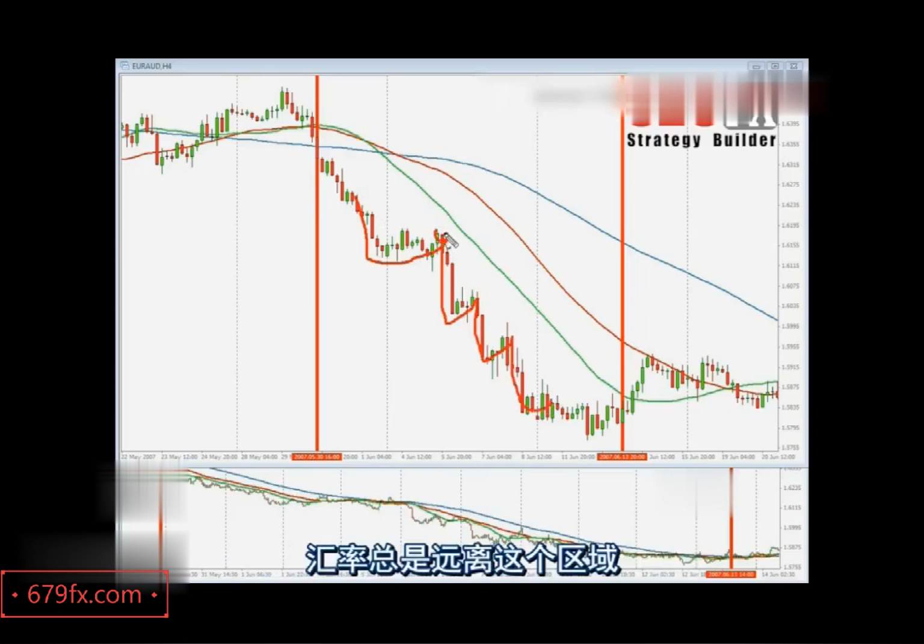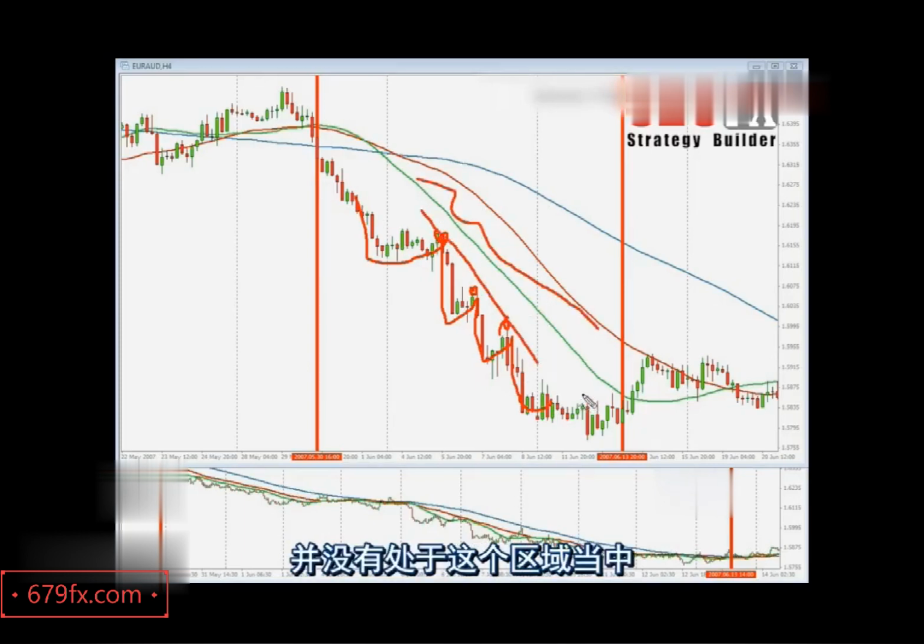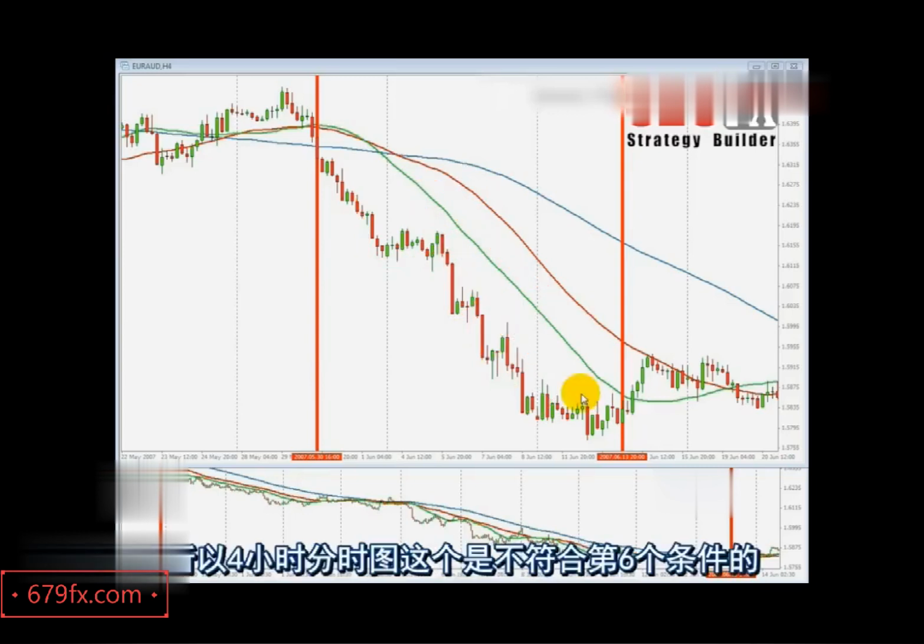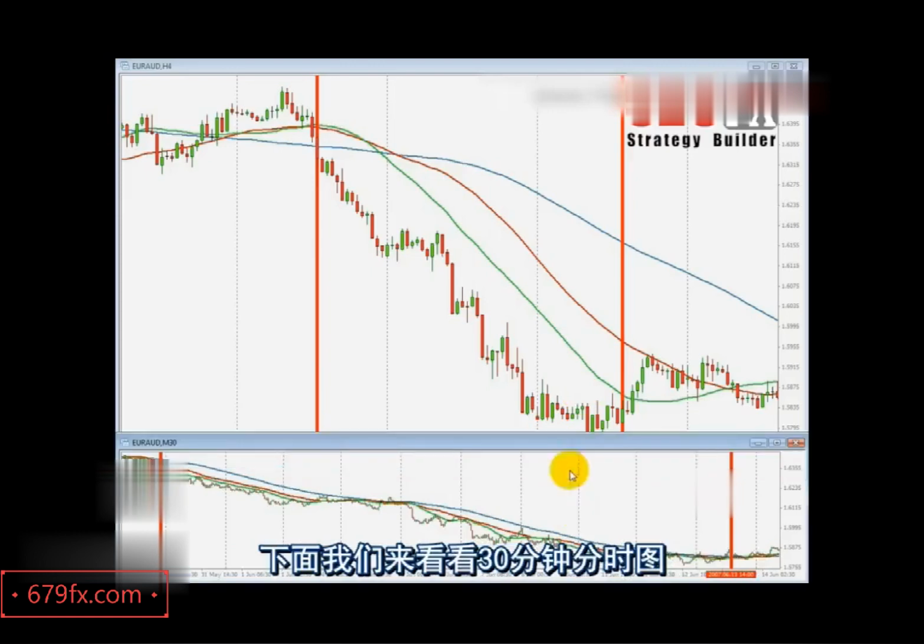It always falls shy, like I say, of that area. It doesn't quite reach that area. So the sixth condition on the 4 hours time frame is not fulfilled, is it? Now let's have a look at the 30 minutes time frame.